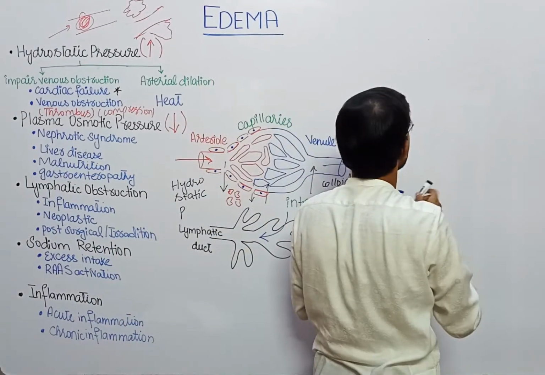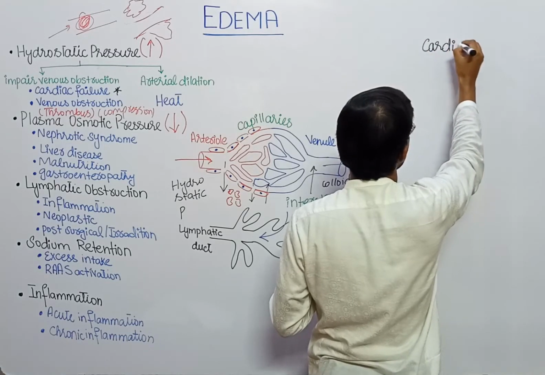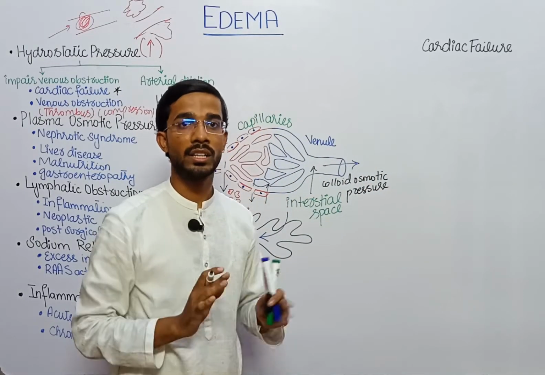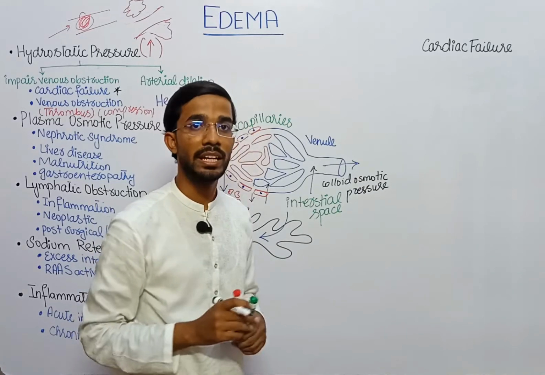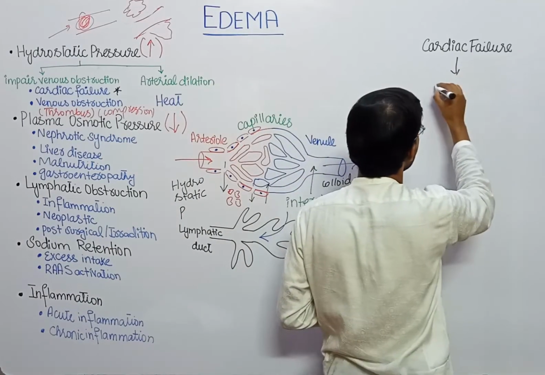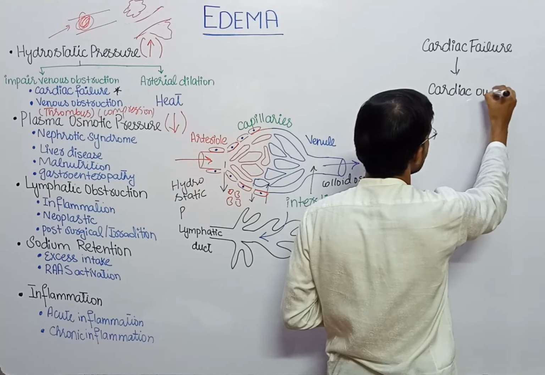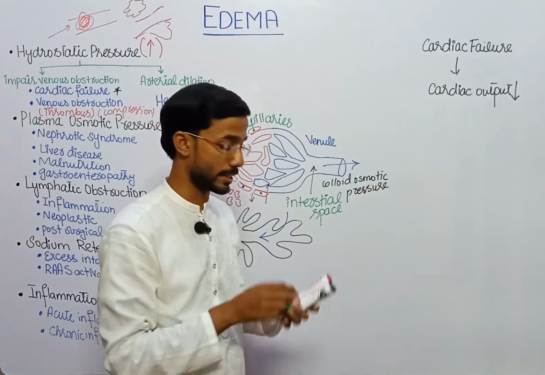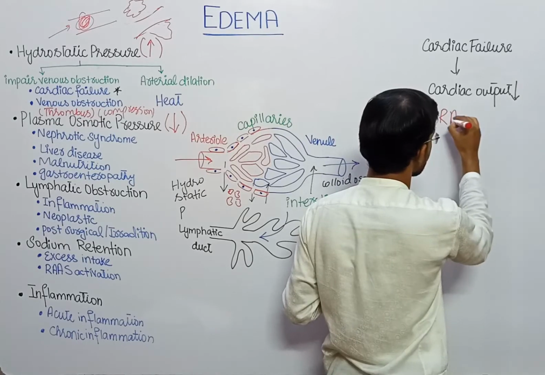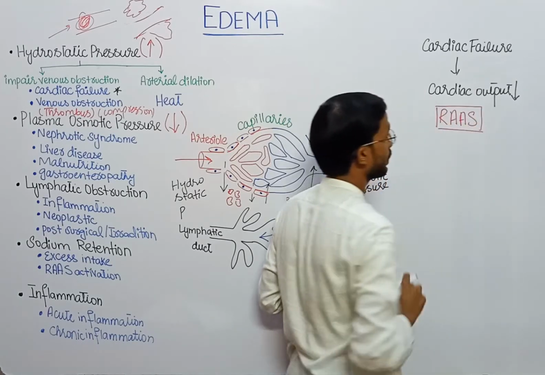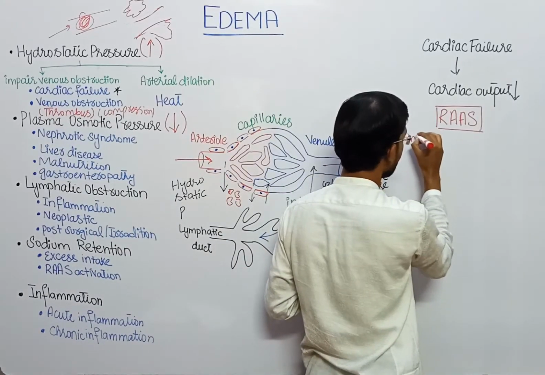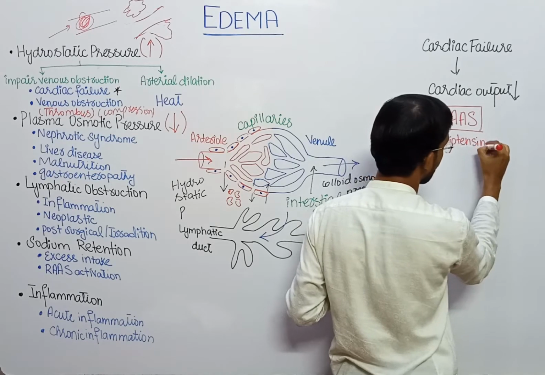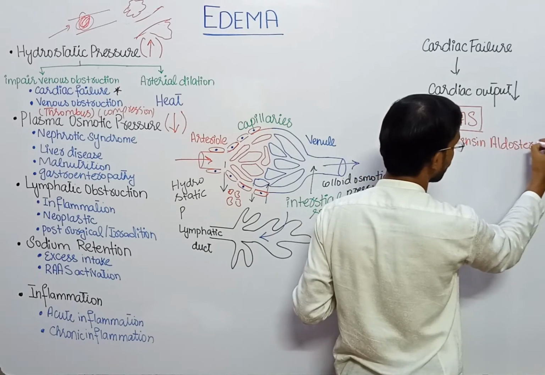Cardiac failure. In case of cardiac failure, the heart is not pumping properly, and due to this failure in pumping, it causes reduced cardiac output. Due to the reduction in the cardiac output, it stimulates a system which is called RAS. RAS is basically the renin angiotensin aldosterone system.